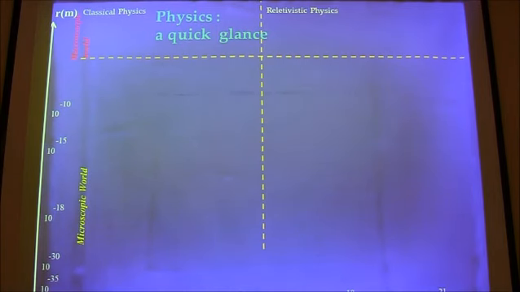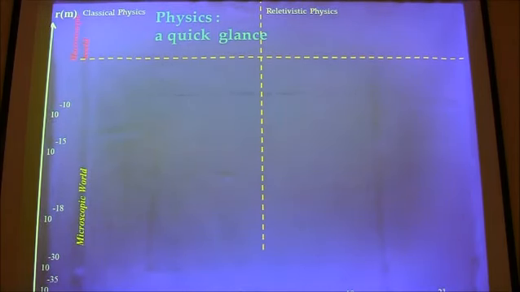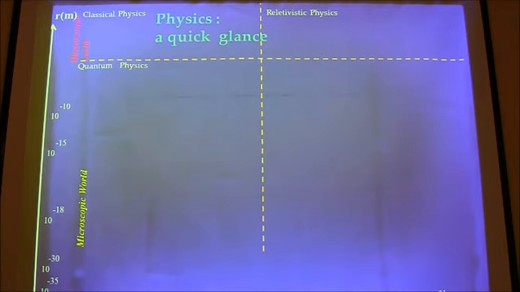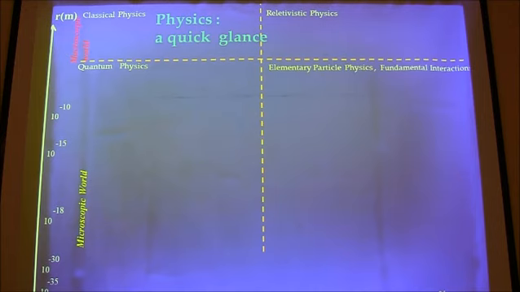Here we have the relativistic physics, which is the physics of high energetic objects that move with speeds comparable to the speed of light. We have the quantum world, and then we have this region which is known as elementary particles and fundamental interactions.